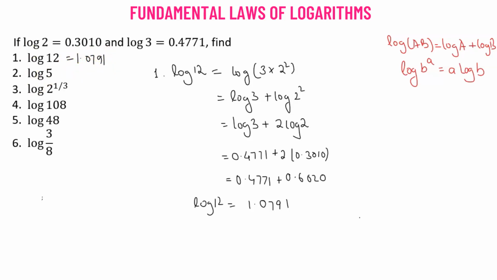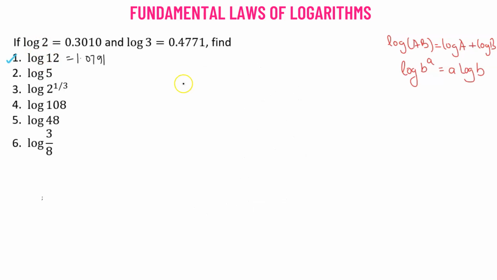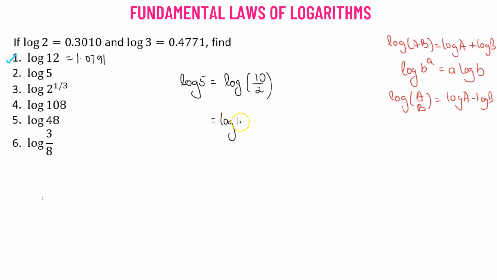Now let's move on to the second problem, to find the value of log of 5. Log of 5 can also be expressed as log of 10 divided by 2. Now we can use the property that log of a divided by b is equal to log of a minus log of b. So we can rewrite log of 10 over 2 as log of 10 minus log of 2. Now what's the value of log of 10? For that, we need to know the base. When the base of the logarithm is not mentioned, then by default it's 10. So we need to find the value of log of 10 with a base of 10.